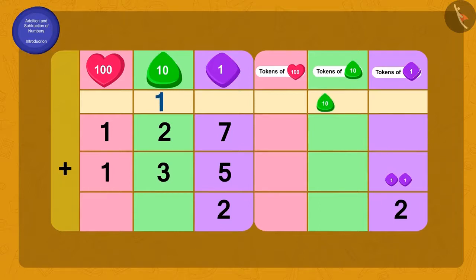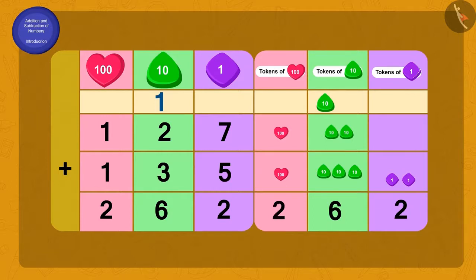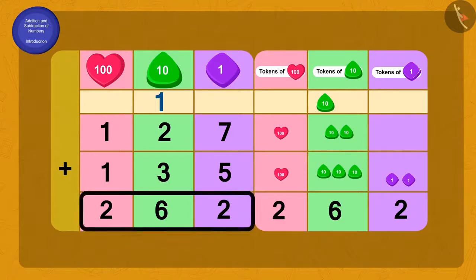in the tens place. And now how many tokens are left with us? 2 tokens of 1. Now how many tens do we have? 6 tens. Now on adding all the hundreds, what do we get? 200s. Appu lost a total of 262 sheep.